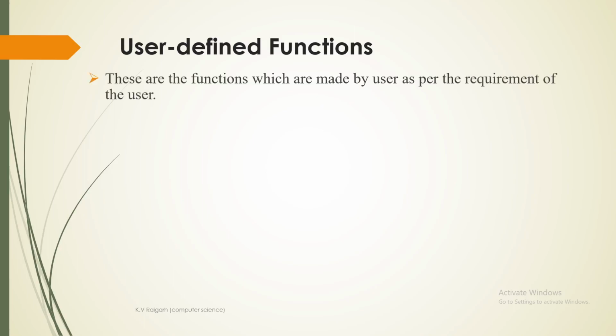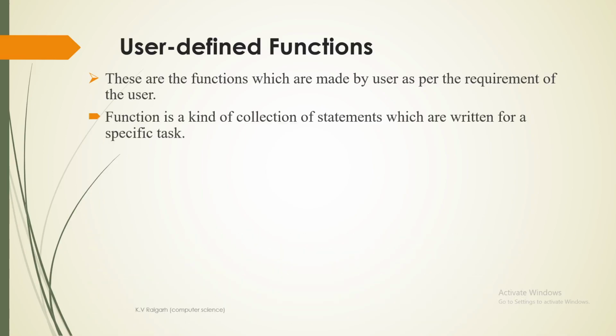So what is user-defined function? There are functions which are made by the user as per the requirement of the user. Obviously, first you need to decide what task you want to perform through your function. According to that task, you write some statements inside your function. Function is a collection of statements which are written for a specific task. So we define a function to perform a specific task. We can use them in any part of our program by calling them.